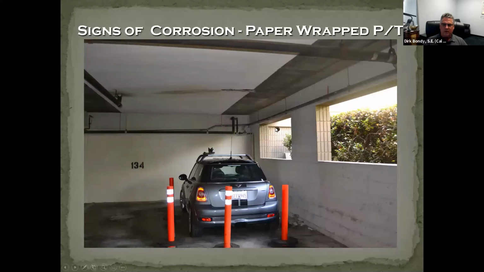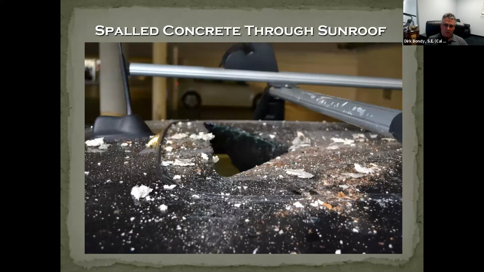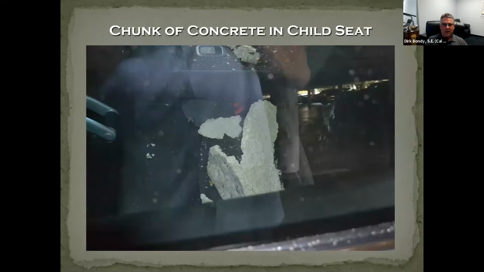This is about as dramatic as it gets. That up above, I hope you can see my cursor, was what I was showing you in the previous picture. This concrete fell right onto this car, went right through the sun roof, and landed in the child's seat. So it doesn't get much more dramatic than that, of telling an owner that, hey, you have a really serious problem that you need to address. When the concrete starts landing in the child's seat, people will take notice.